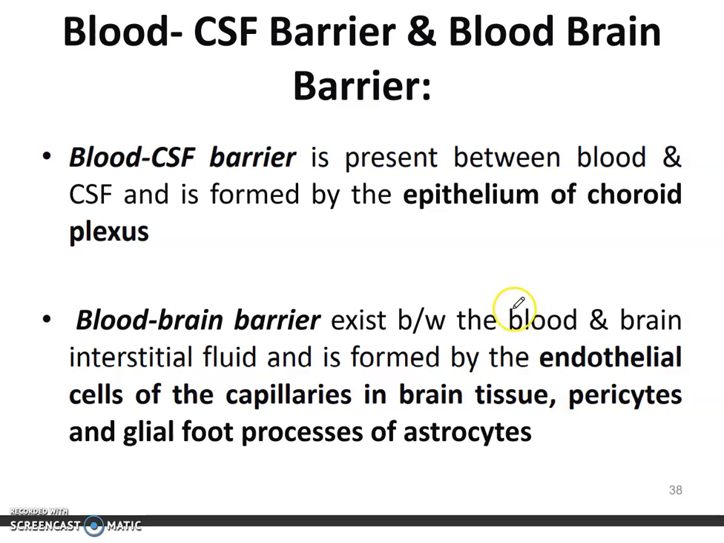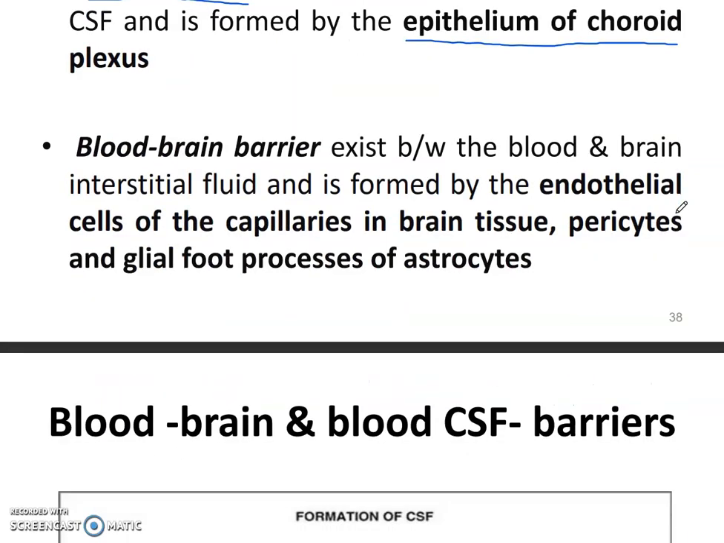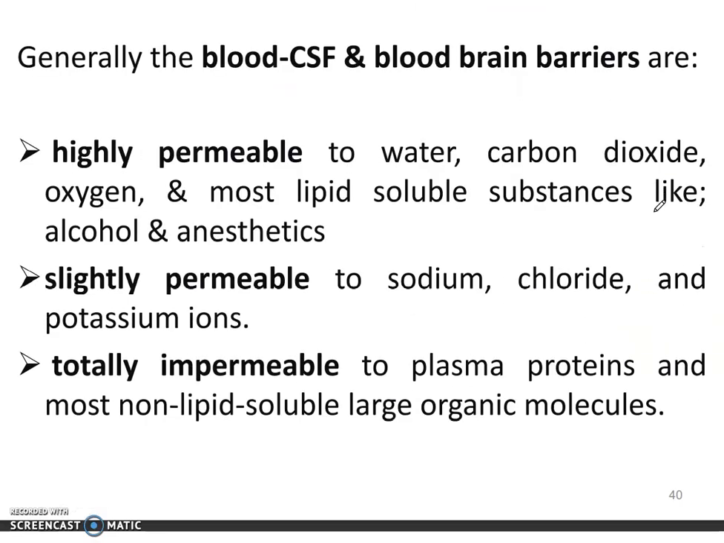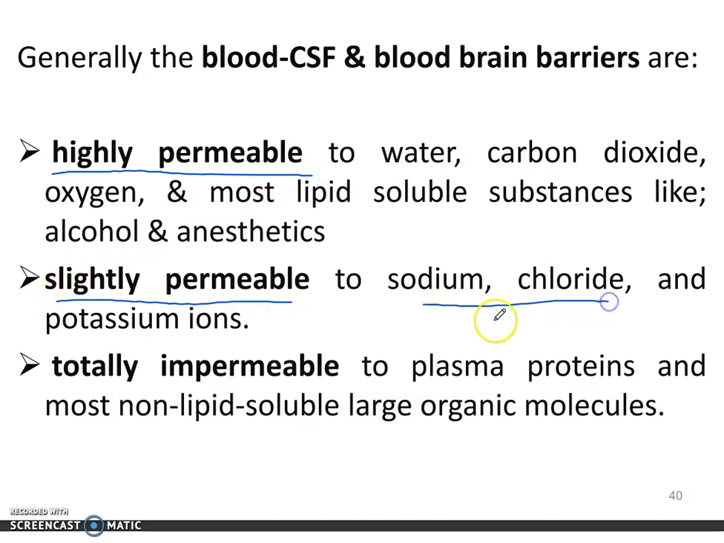Blood-brain barrier. It is present between blood and CSF, and it is made by the epithelium of the choroid plexus. This is the blood-brain barrier. These are generally highly permeable, and these are slightly permeable to these, and totally impermeable to the plasma proteins because they are big and mostly non-lipid soluble, large organic molecules.